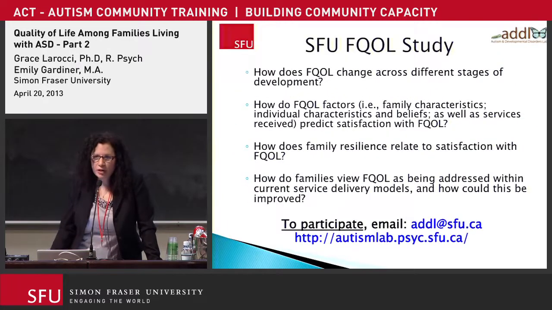So if you're interested, our study is underway. We're going to be looking at changes across different stages of development. We're going to be looking at family characteristics, individual characteristics, and beliefs, as well as services that are received and the satisfaction that families have with their family quality of life. And we're looking at how family resilience relates to the satisfaction in family quality of life.